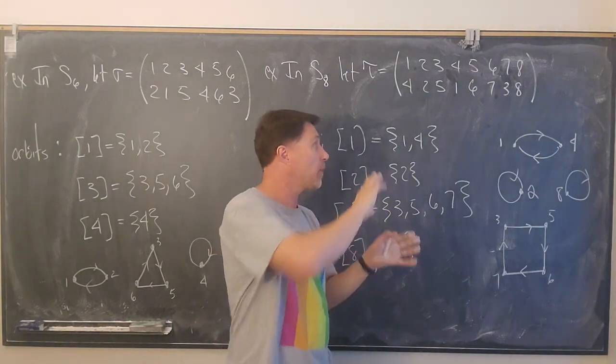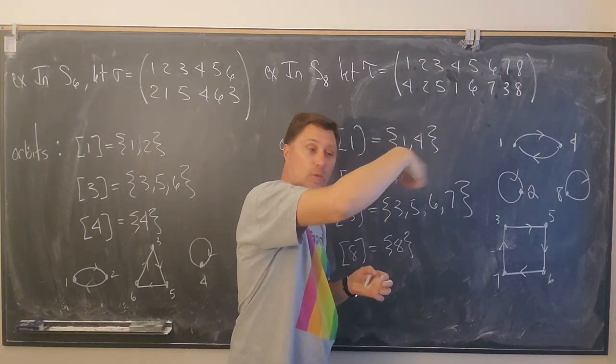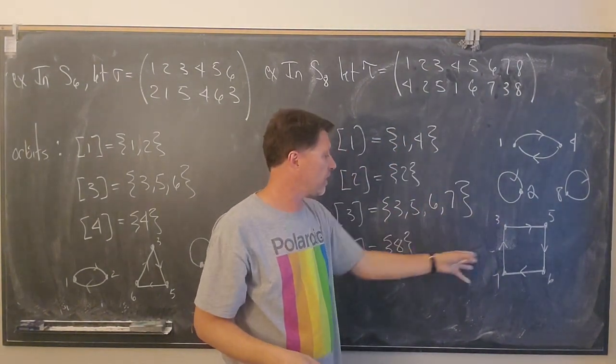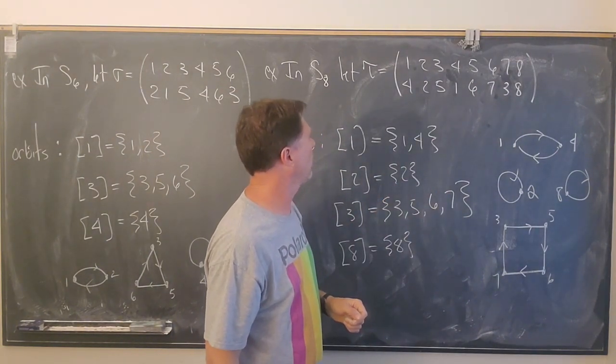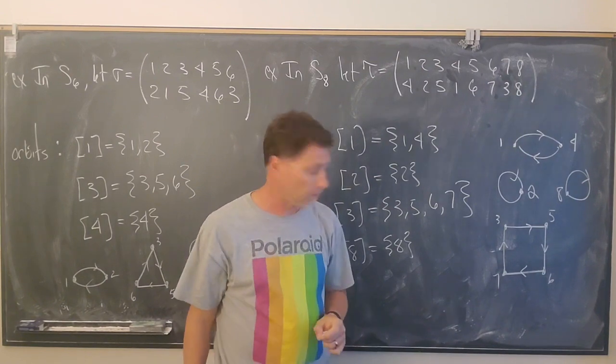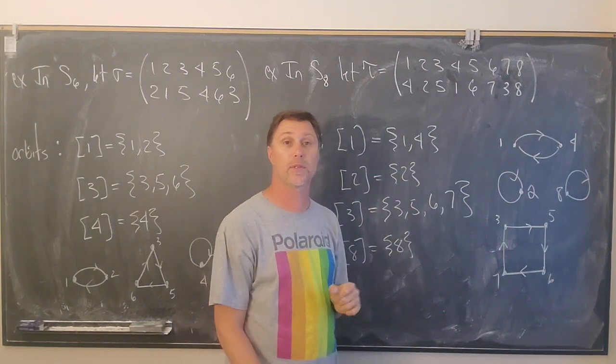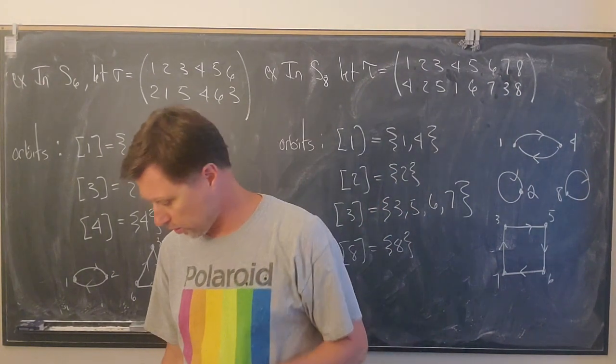As you repeatedly apply, 1 and 4 just bounce back and forth. 3, 5, 6, 7 chase each other around. Hopefully I got that in the right order. 3, 5, 6, 7, yeah. And then 2 and 8, nothing happens to them. Okay, so that gives us a picture.